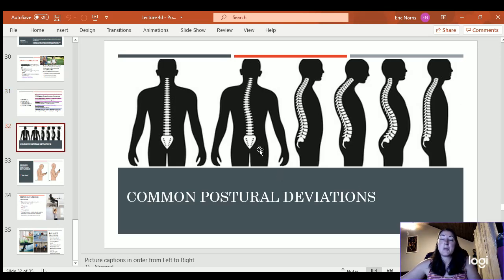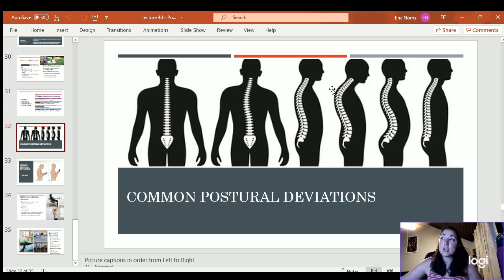All right, some of the common postural deviations. The first one is kind of your normal posture from a posterior aspect. And of course, the next one is scoliosis. Then this third picture is your normal posture from a lateral view. Again, we have the primary curves, which would be thoracic and sacral, which are in an anterior direction. We have the secondary curves or lordotic curves, which is your cervical and lumbar curves. They are in a posterior direction.